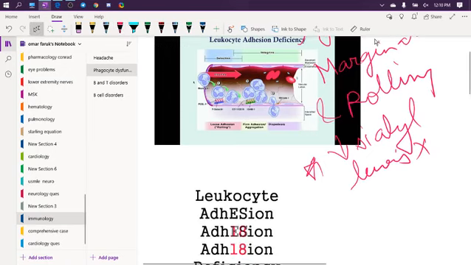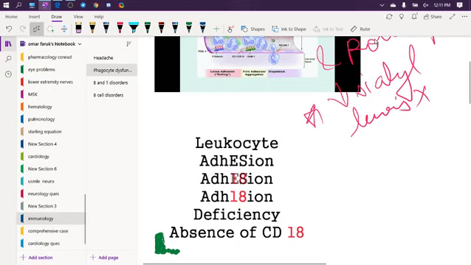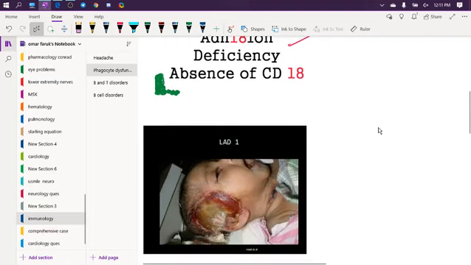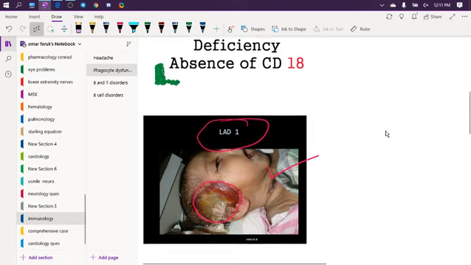Leukocyte adhesion deficiency type 1 is most important. This is another way of remembering leukocyte adhesion deficiency: absent CD18. This is the baby with leukocyte adhesion deficiency type 1. Look, there is no pus here. He has a huge infection near the ear, but there is no pus.